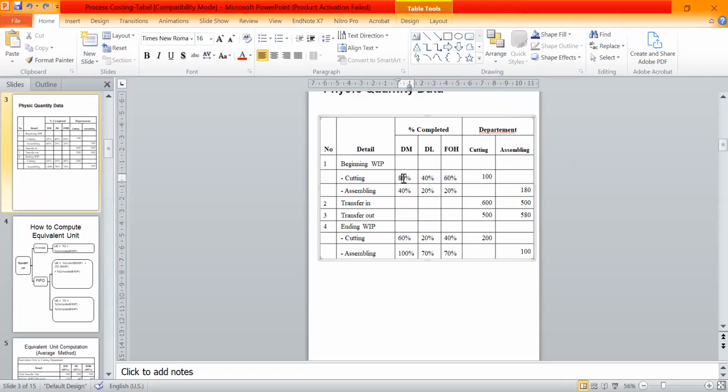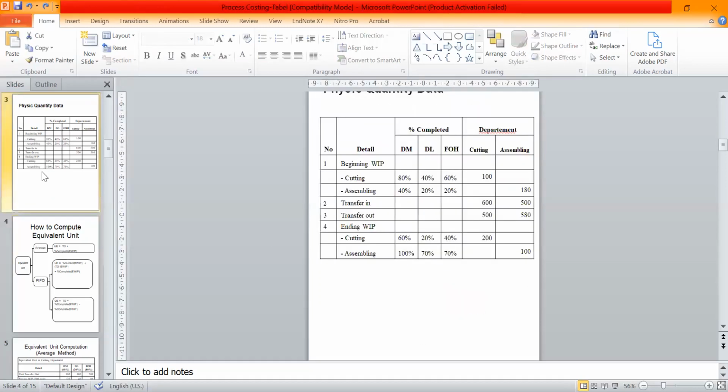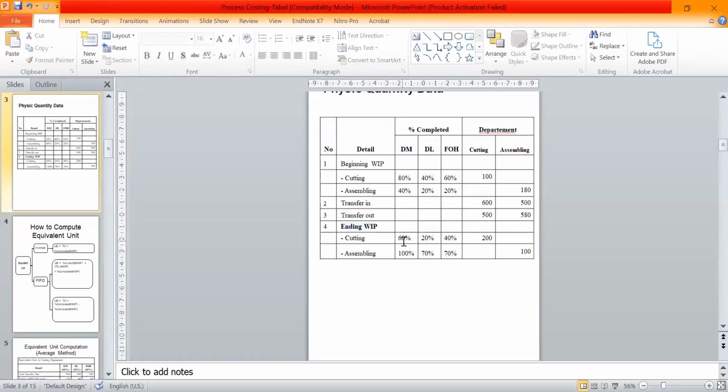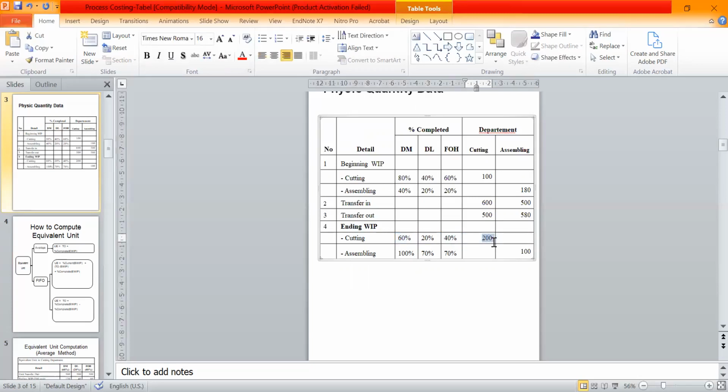So we need to multiply the units of the ending, I'm sorry, in this part, the bottom part. The ending is here. So we need to multiply these three percentage numbers with the number of the ending work in process for that department, the first department, the cutting department. So we multiply for the direct material 200 with 60%, for direct labor 200 with 20%, and for the factory overhead 200 with 40%.